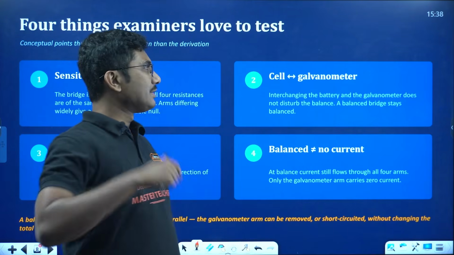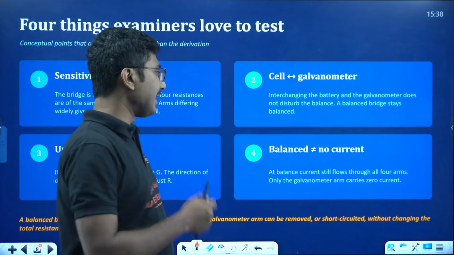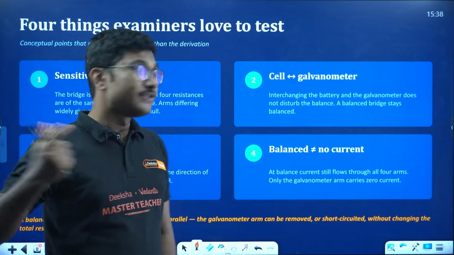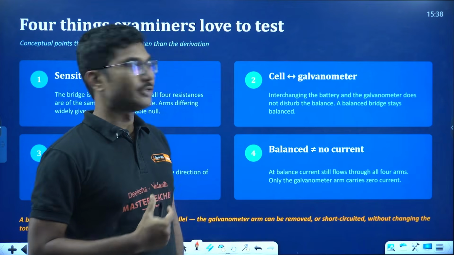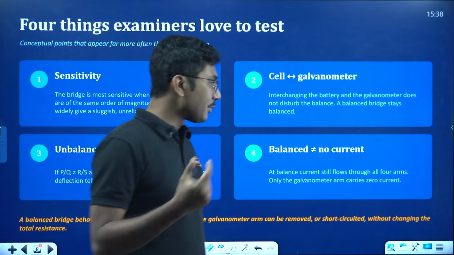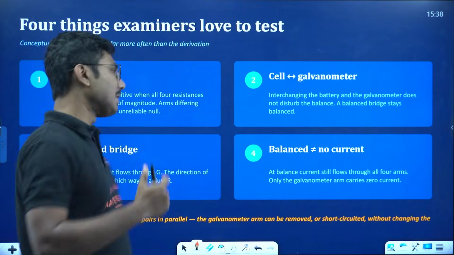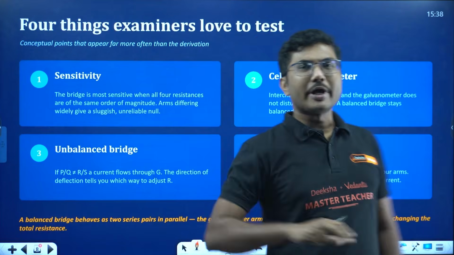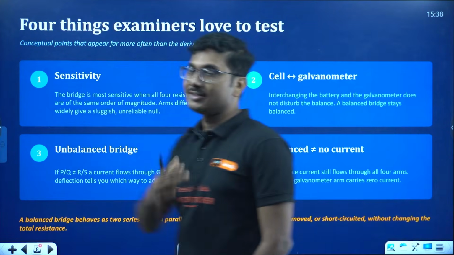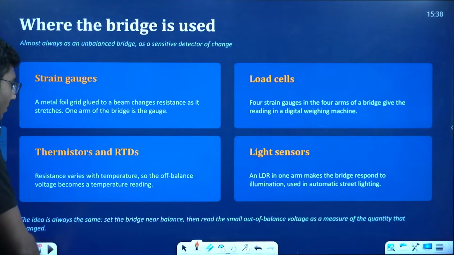Right. Now cell and galvanometer, as I mentioned, interchanging cells and battery does not change. Next, balanced Wheatstone bridge, very important point. At balanced condition, no current passes through the galvanometer, so only the galvanometer arm carries zero current. Based on these four concepts, you might see some questions being asked in the exam. So that is very, very important.